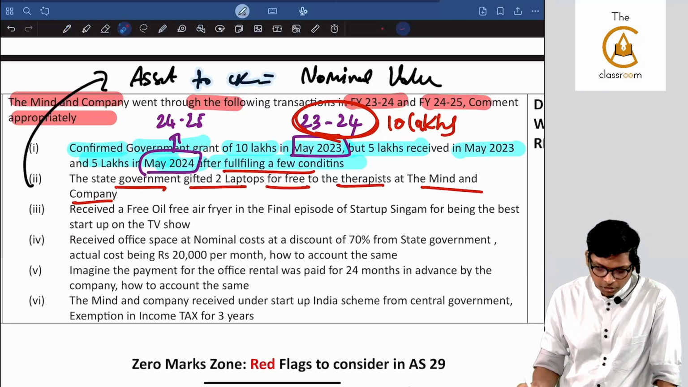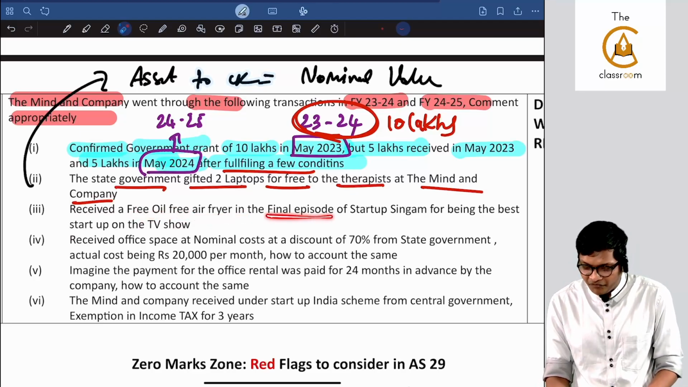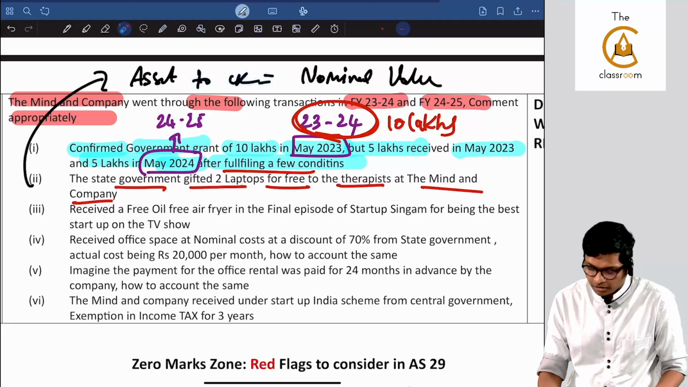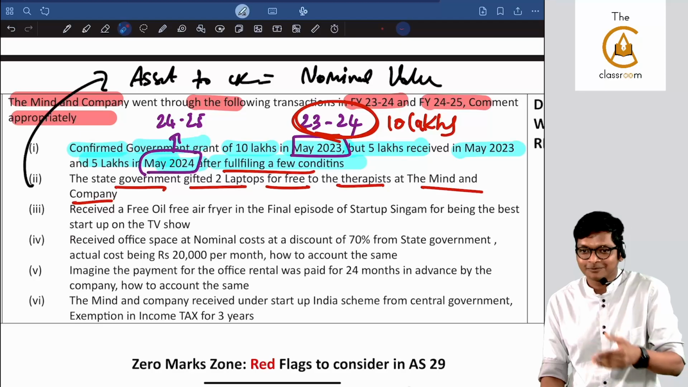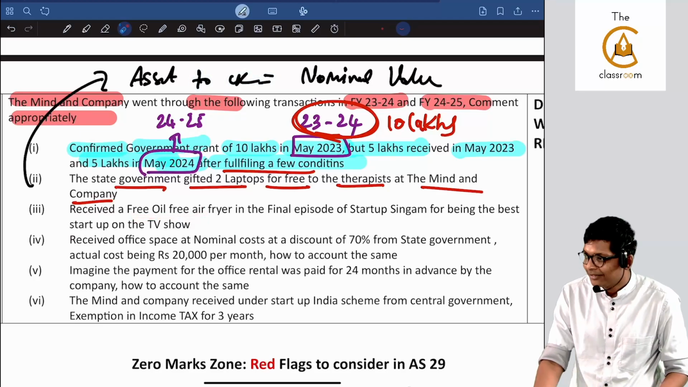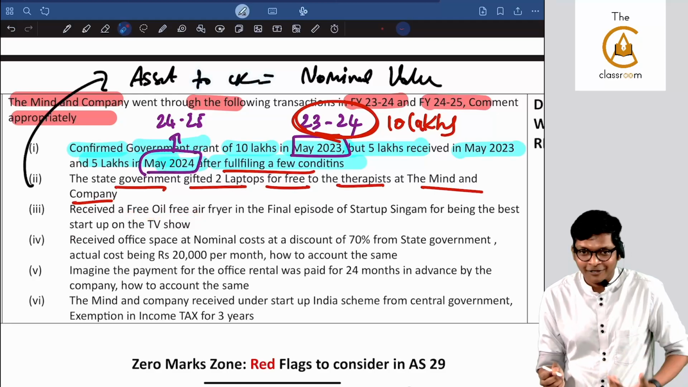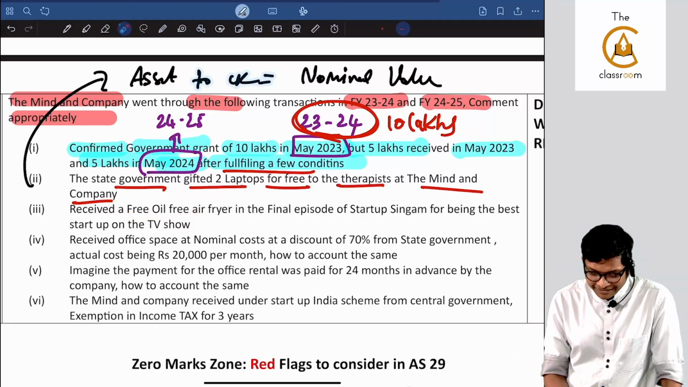Understanding? Now, received a free oil-free air fryer in the final episode of Startup Singham. Startup Singham is a TV show on Vijay TV, guys, for being the best startup on the TV show. Here I am predicting the future, because you all voted. On the highest vote, I guess they will give an air fryer. I don't want an air fryer and all, guys. So I am trying to be diplomatic. Prudence, write something less.